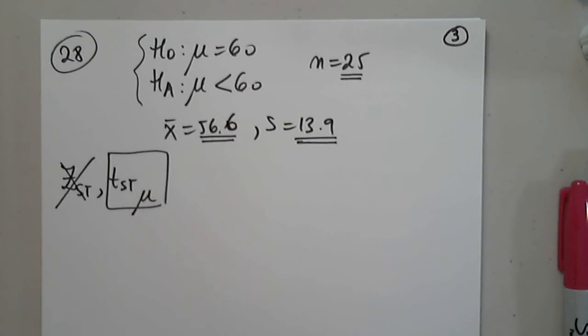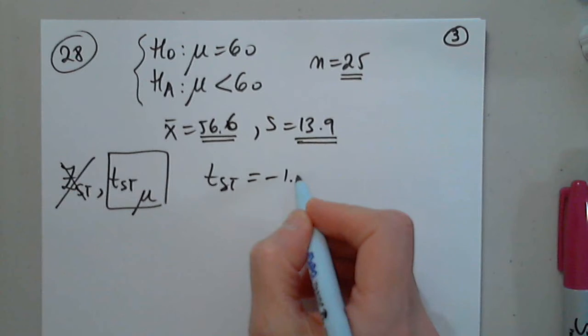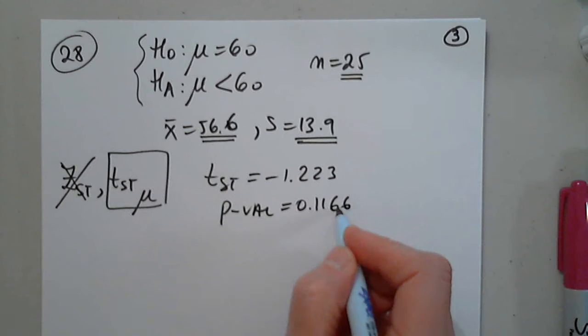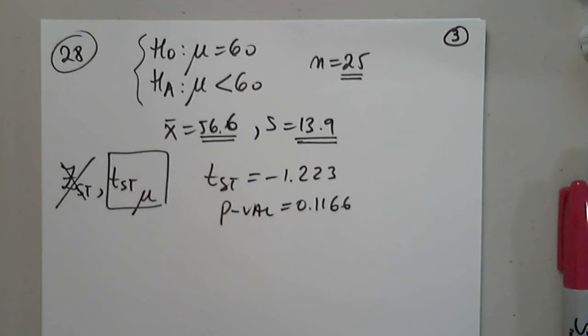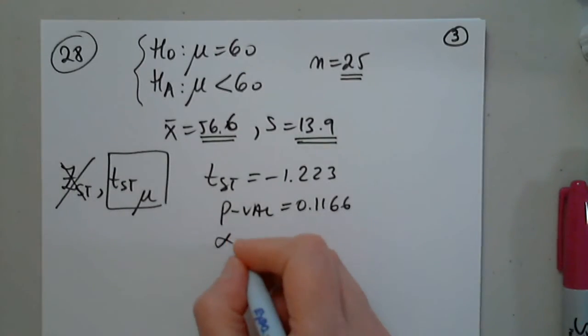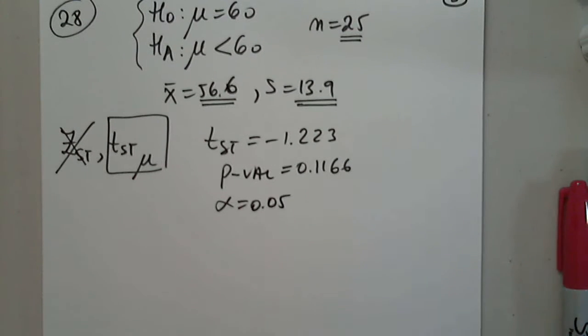And I want to draw. Is everything okay? Yes, less than that. Yes, good. Huge p-value. So the test statistic is -1.223 and the p-value is 0.1166. No matter what alpha. They're giving us 0.05. So alpha 0.05. So now we have to make a decision.